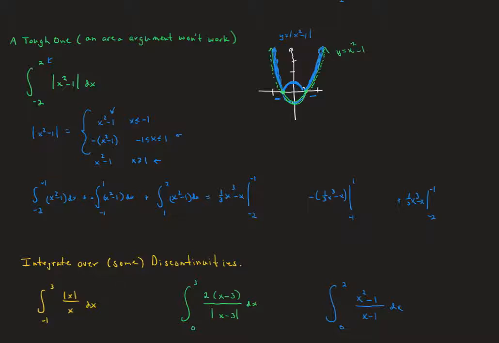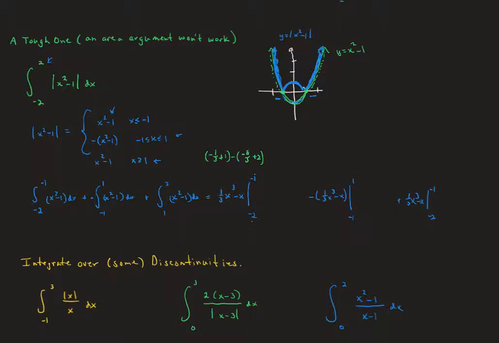So I'm going to change colors so we can keep track of it. So we plug -1 in for the x. -1 cubed is -1, so that's going to be a -1/3. Minus -1 is going to be a +1. Minus, now we're going to plug in the -2. -2 cubed is -8, so times 1/3 is going to be a -8/3. And then minus a -2 is going to become a +2.